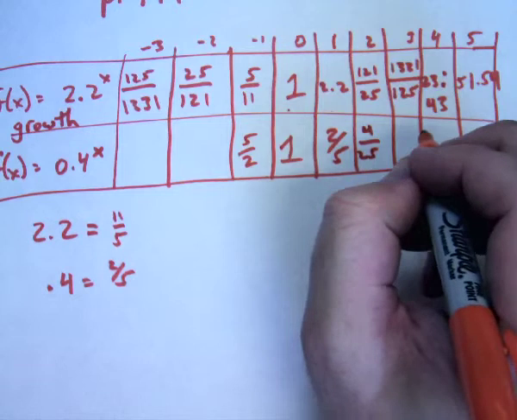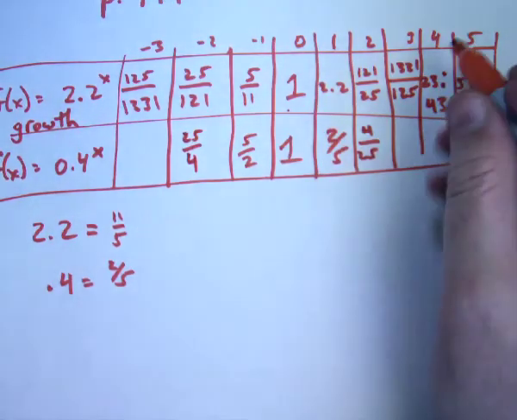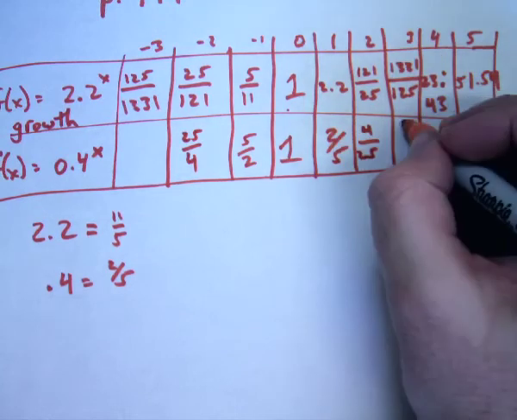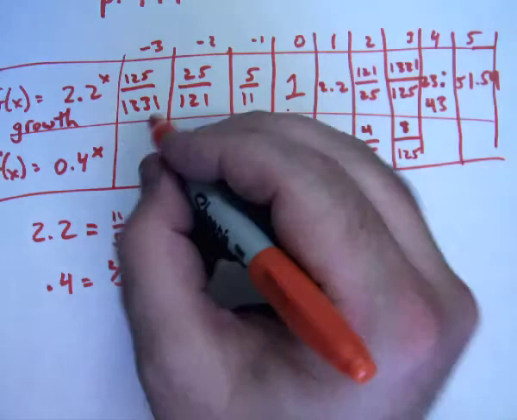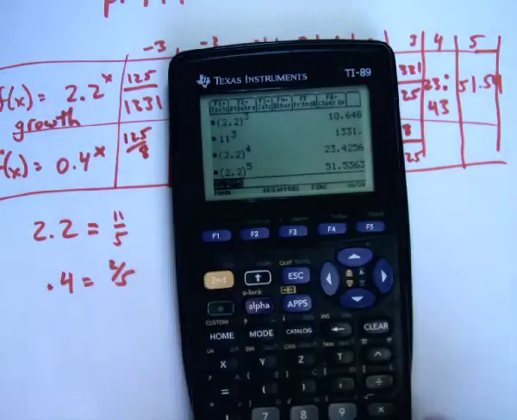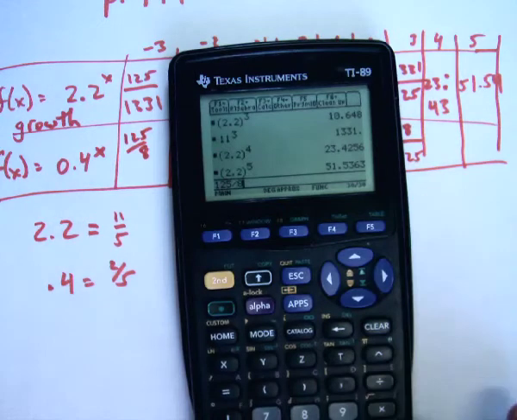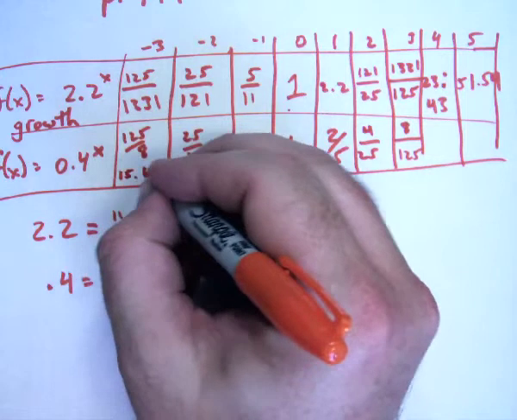And that makes negative 2 very simple. It's 25 over 4. To the third power, 2 to the third power is 8. 5 to the third power is 125. So that's 125 over 8. Now, in case you don't know what 125 over 8 is, I actually don't know off the top of my head. It's 15.63.